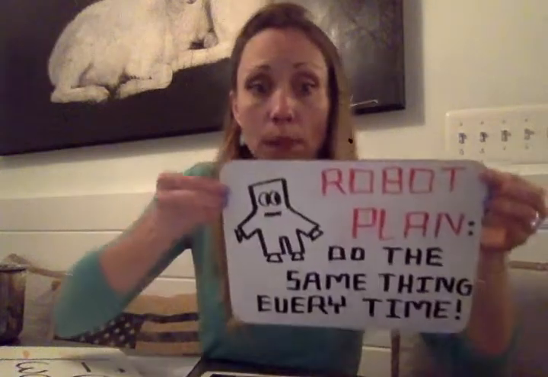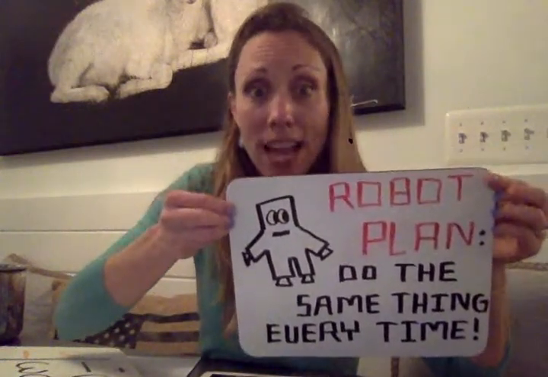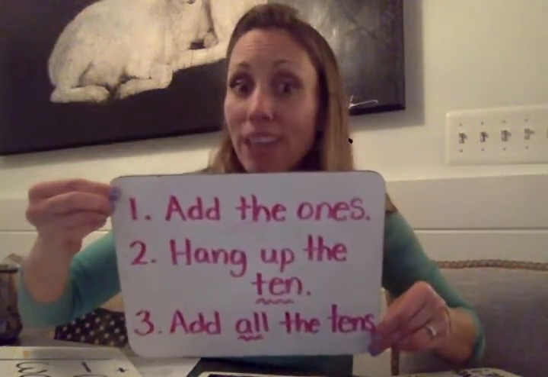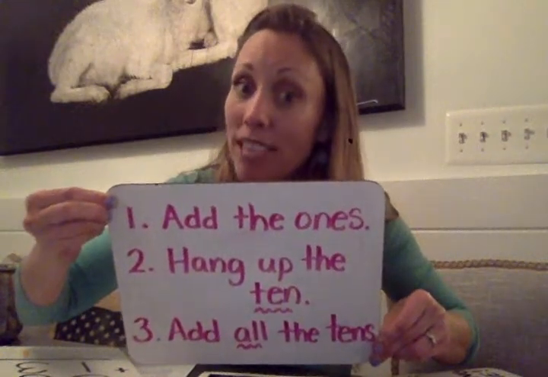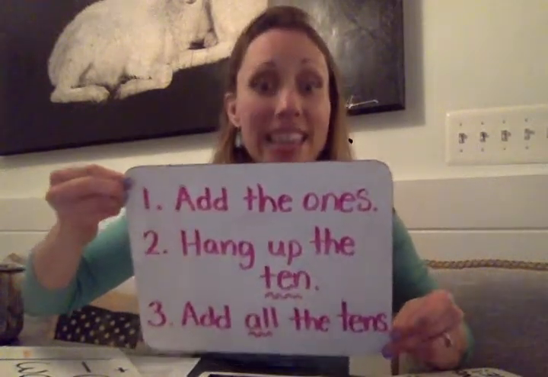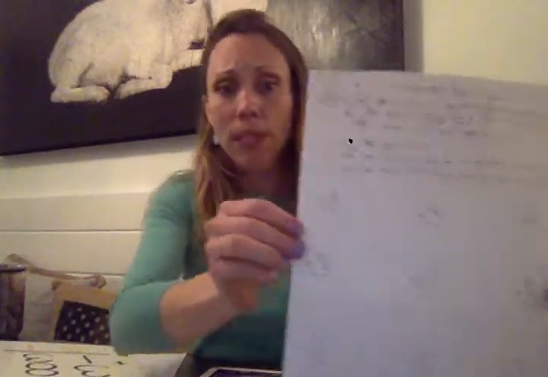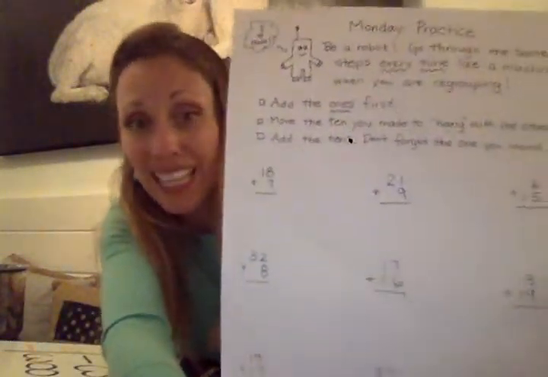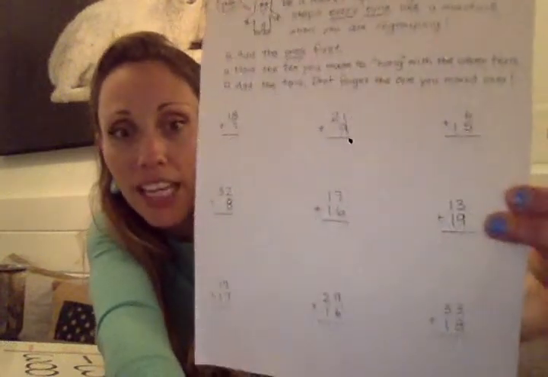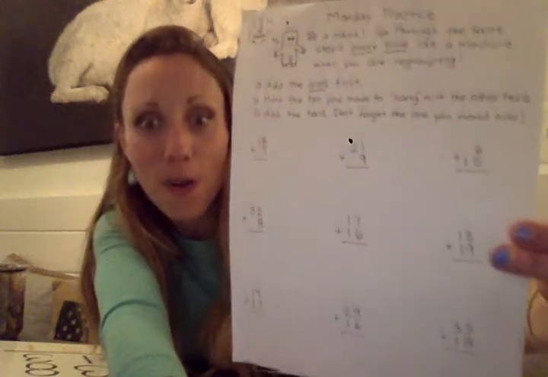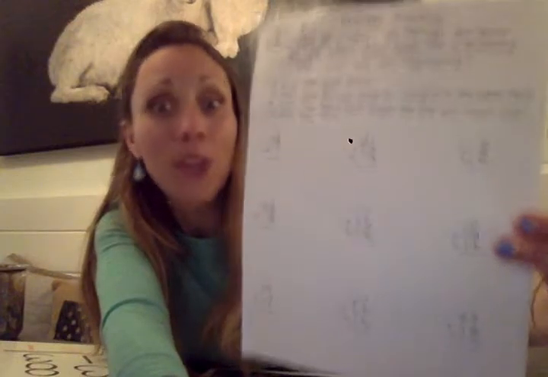I think you guys are going to do awesome at it. So don't forget, your robot plan is to do the same thing every time. And that is to add the ones, to hang up your 10 that you make. If your ones add up to more than 10, then you need to hang up the 10, and then you need to add all the 10s. So I hope you have fun with that practice. My papers went everywhere, but look, you have this sheet today. It even has your little robot at the top, okay? 9 problems. Do them each the same way, over and over. The more you do it, the more you'll know how to do it.